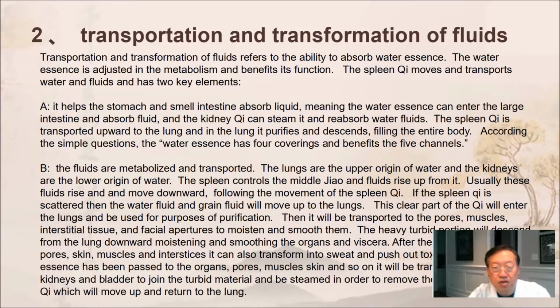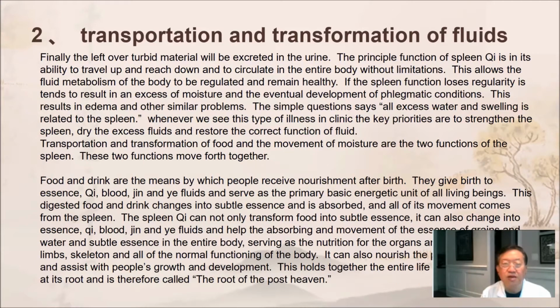out toxins. After the water essence has been passed to the organs, pores, muscles, skin, and so on, it will be transported to the kidneys and bladder to join the turbid material and be steamed in order to remove the remainder of clear qi, which will move up and return to the lung. Finally, the leftover turbid material will be excreted in the urine.